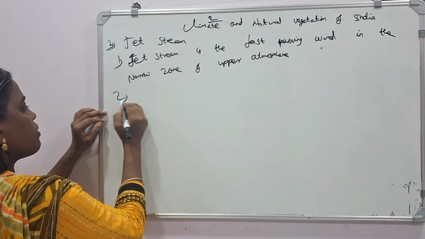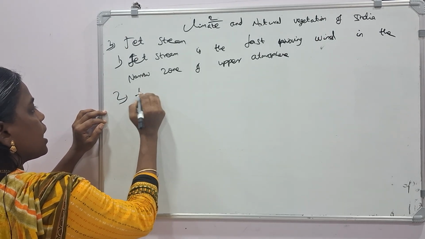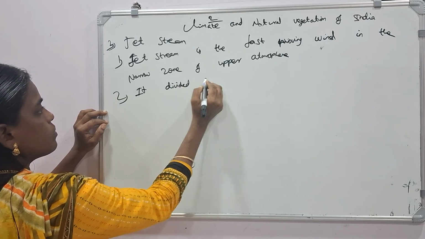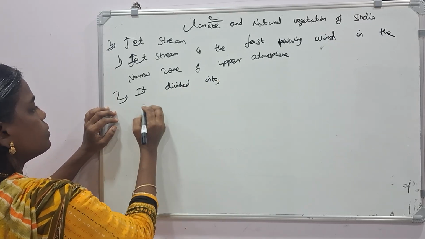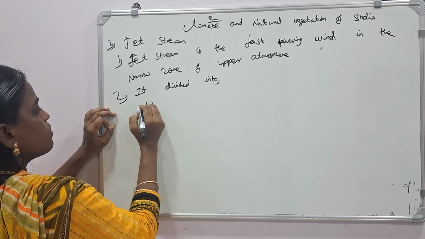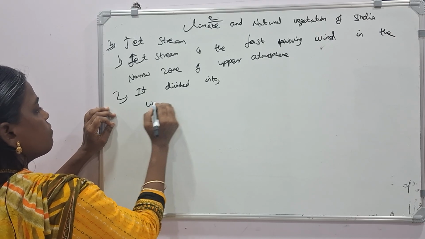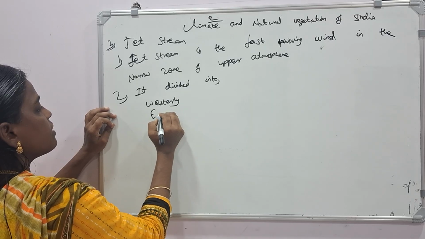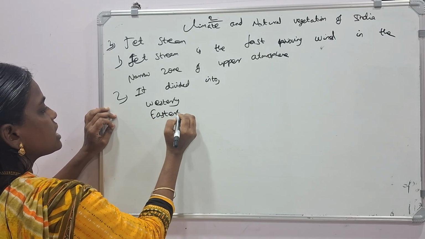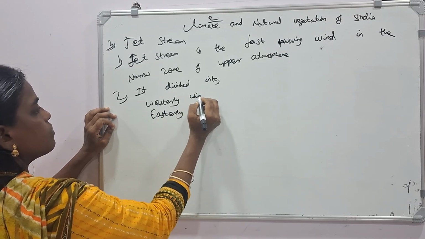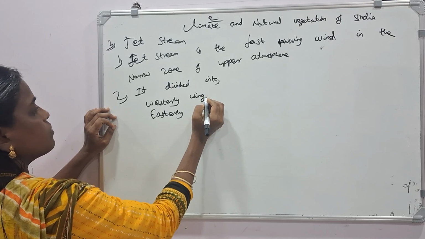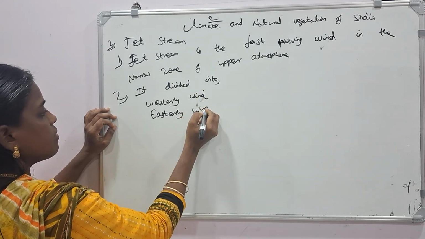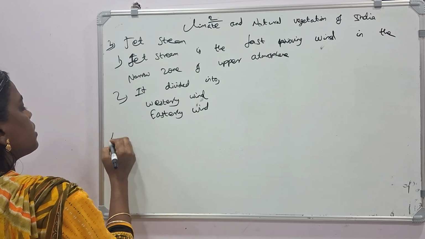Then the second point will be: it is divided into westerly wind and easterly wind. Westerly wind, easterly wind. Then the fourth question.